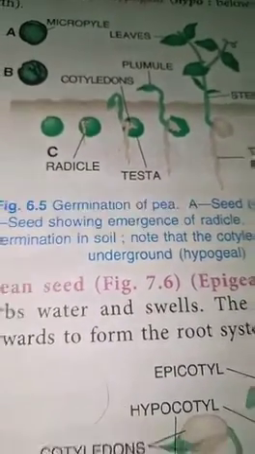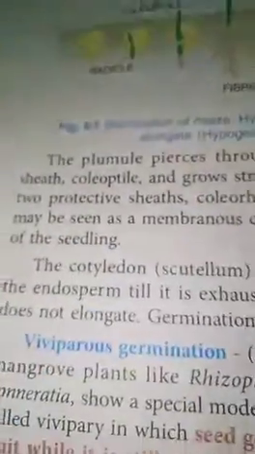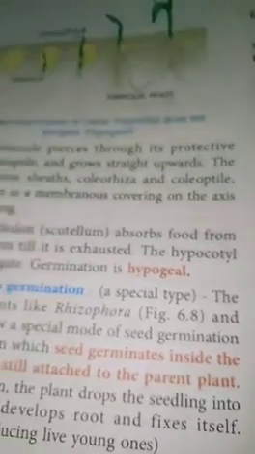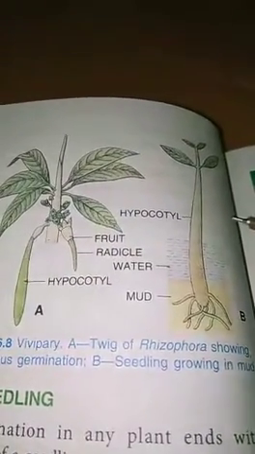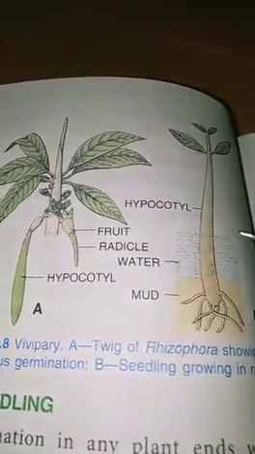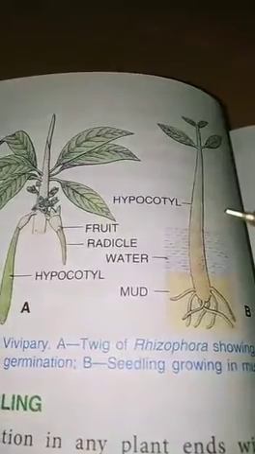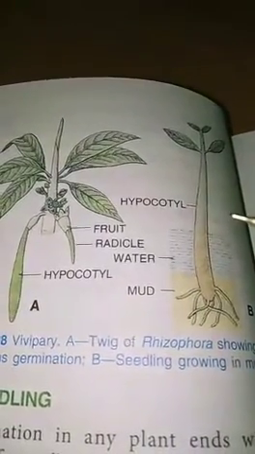Now one more thing we want to study in this topic, that is viviparous germination. In some plants like Rhizophora, the seed germination inside the fruit while it is still attached to the parent plant is taking place. That means before the fruit detached from the parent plant, the seed start to germinate. Go through this diagram, we can see that the germination of the seed is taking place before the fruits detached from the parent plant. Rhizophora plant is a very good example for plants that showing viviparous type of germination.